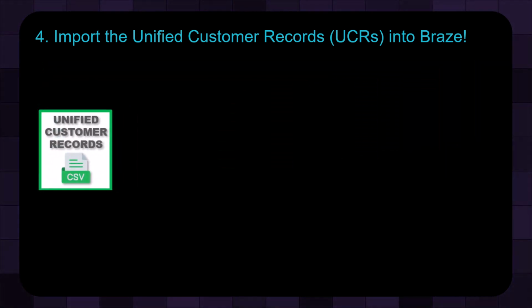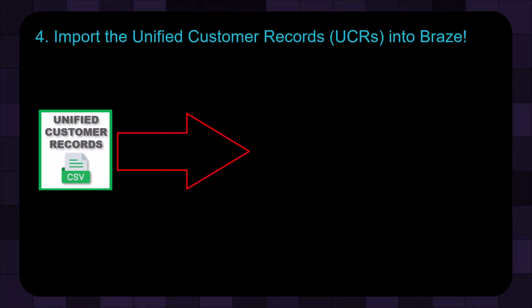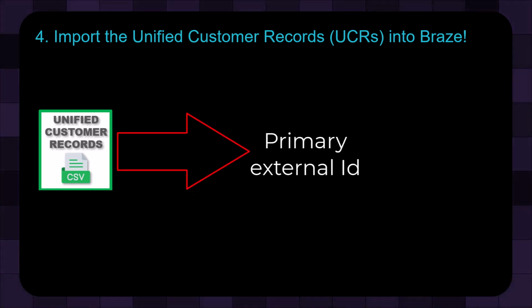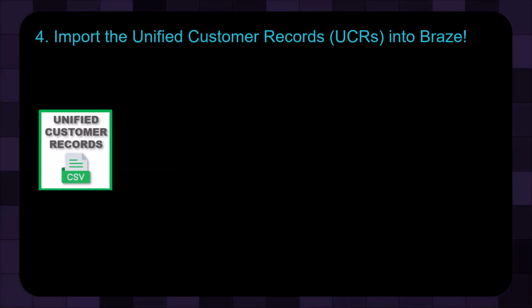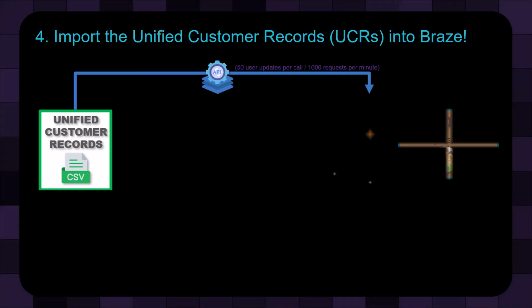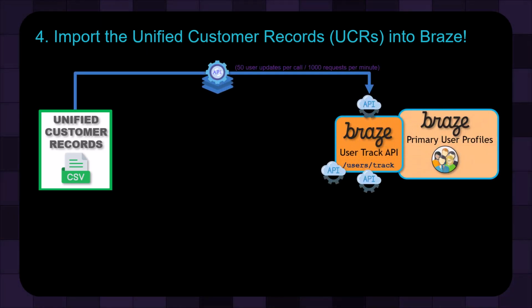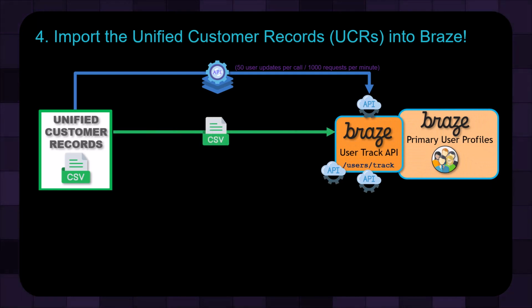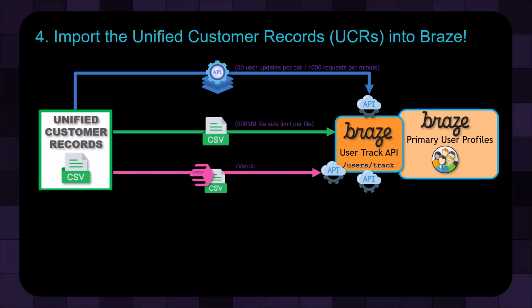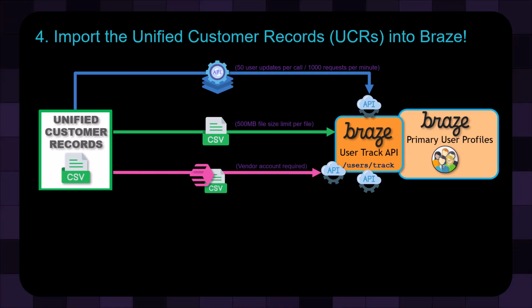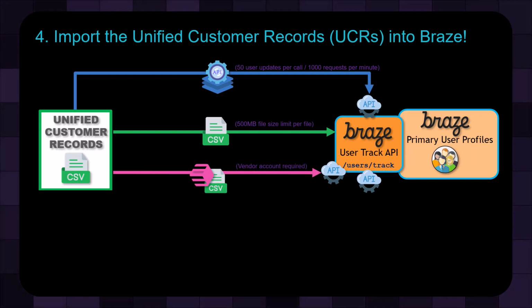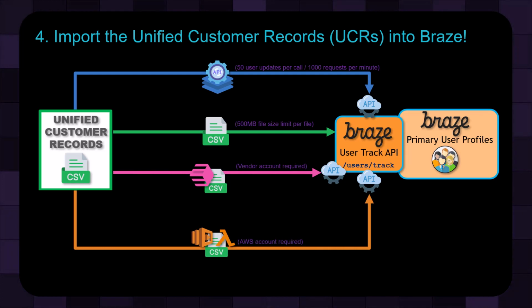You can do this a number of ways, but be mindful that this import process will target the external ID for the primary Braze user profile we talked about earlier. So you can do this via a batch API job that hits the users track endpoint at Braze. You can utilize the CSV data import process via the Braze GUI. You can utilize a Braze partner like Census to sync that data for you. Or you can utilize the Braze CSV Lambda function that will process data for you via AWS.